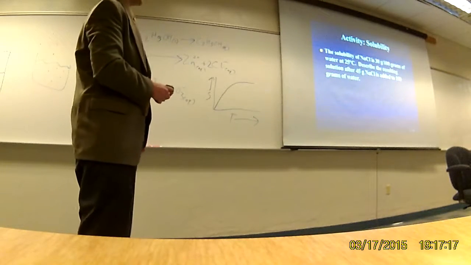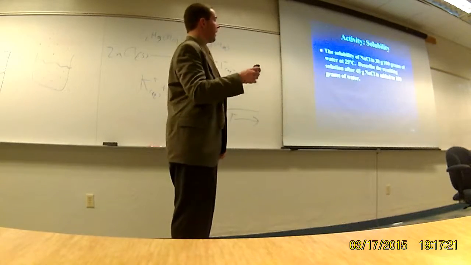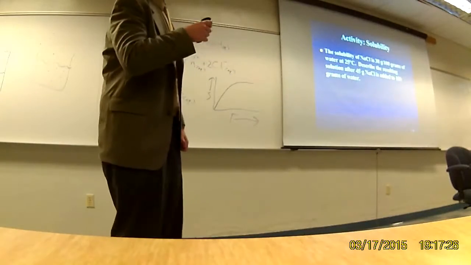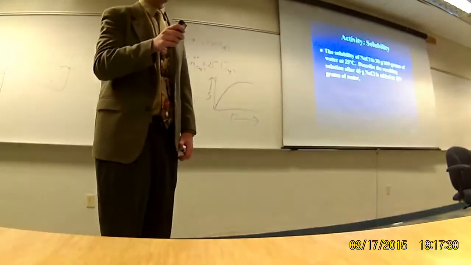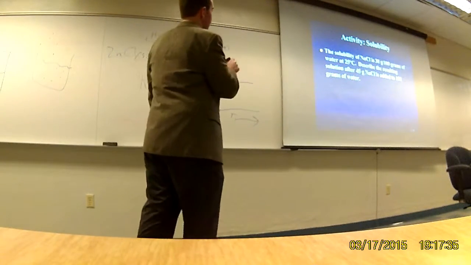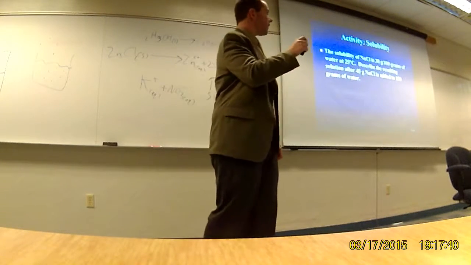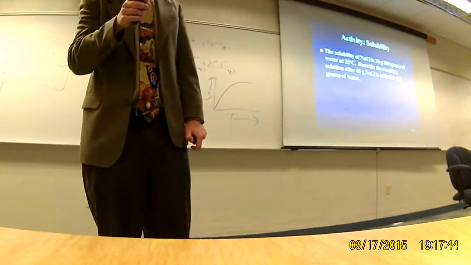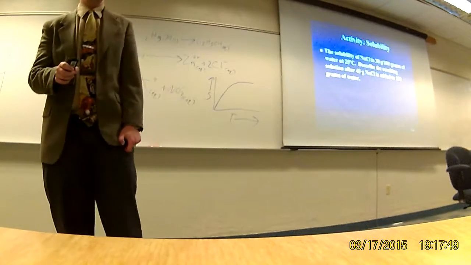It says sodium chloride has a solubility of 38 grams per 100 grams of water at 25 degrees Celsius. That means at 25 degrees Celsius, you can dissolve 38 grams of salt in 100 grams of water. If we take 45 grams of sodium chloride and add it to 150 grams of water, what kind of solution do we have? Supersaturated, saturated, or unsaturated?